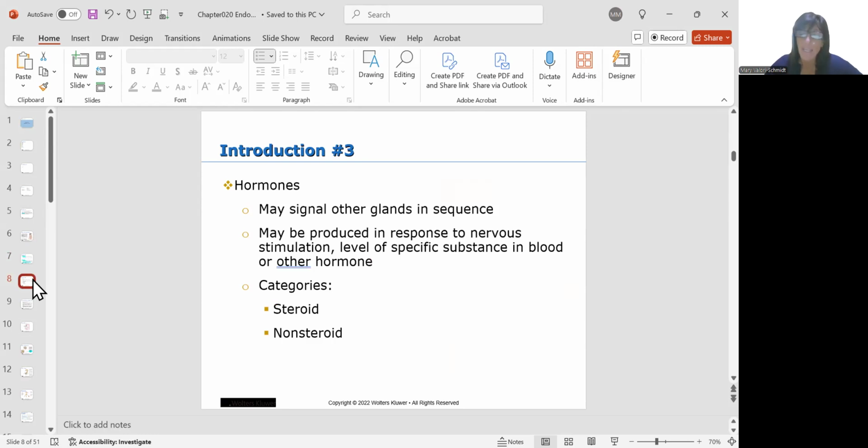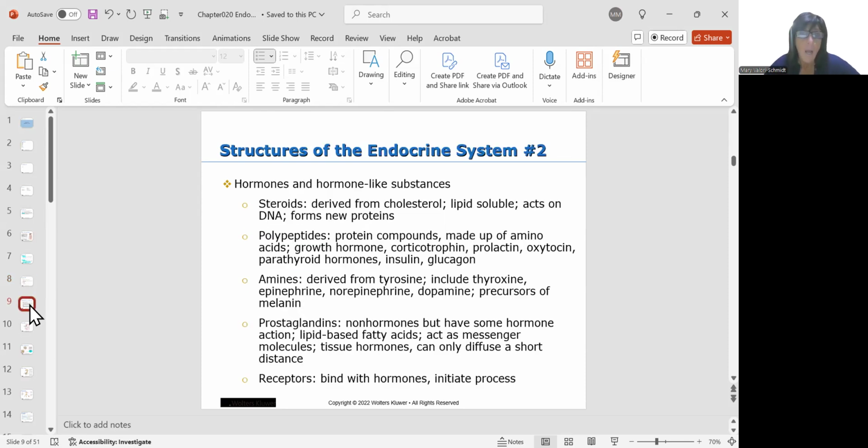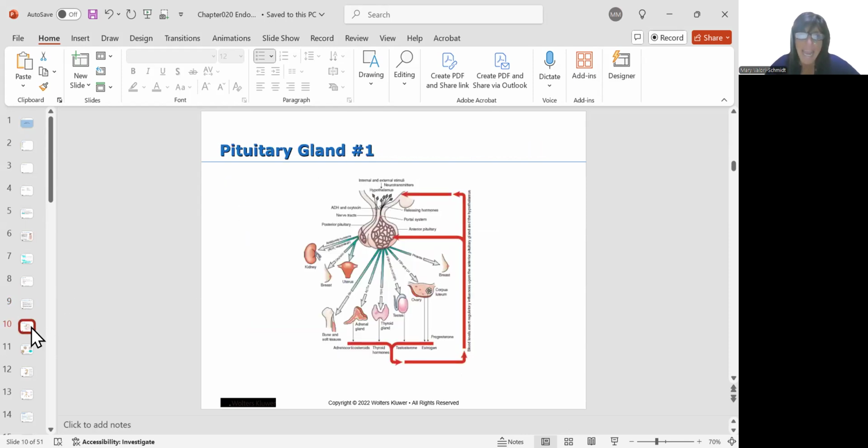Everything in your body has to do with hormones and chemical receptors. When we talk about hormones, hormones are either steroid or non-steroid. You don't really need to understand where they're coming from, like steroids are derived from cholesterol and fats, lipids. You don't really need to understand this part. So I'm going to forge ahead and we're going to talk about the pituitary gland.